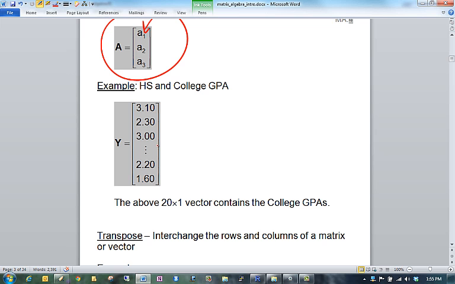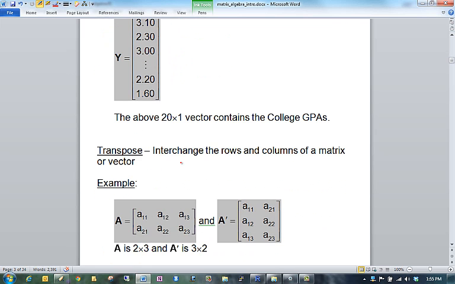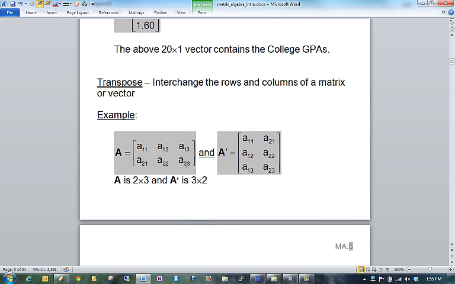Now sometimes we like to be able to rearrange the elements that are inside of a matrix, and we can do that by doing what's called a transpose. Simply, that means you interchange the rows and the columns of a matrix or vector. So for example, here's my original matrix A that we had before. And when I put this little tick mark there, or apostrophe, we actually call this a prime. That's the standard notation or standard wording in matrix algebra.